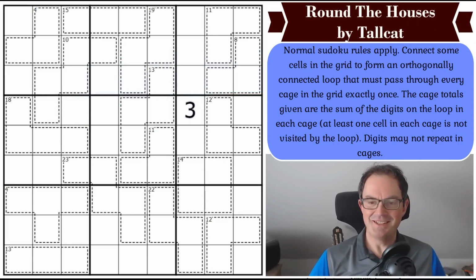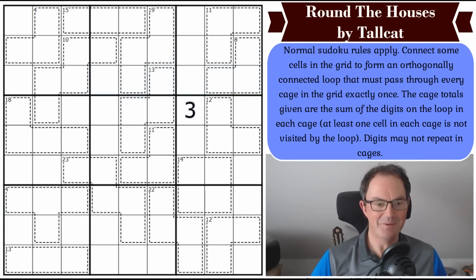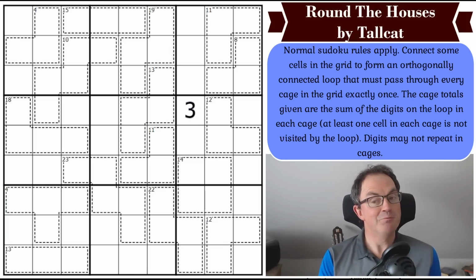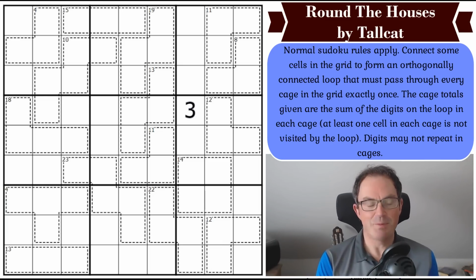Welcome to Tuesday's edition of Cracking the Cryptic, where today we're going to be taking a look at the puzzle on the screen, which is called Round the Houses, and it's by Tallcat.